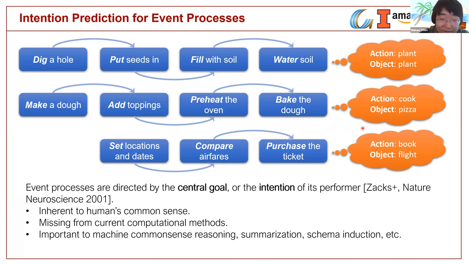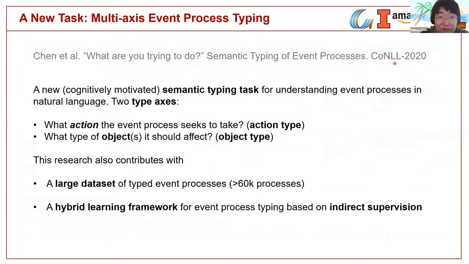So for that purpose, in this 2020 work, we propose a new cognitively motivated semantic typing task for event processes, which aims to infer what should be the overall action the event process seeks to take and what should be the type of object the process seeks to affect. And to facilitate the research on this problem, we have contributed a large data set of typed event processes, as well as an effective hybrid learning framework which is based on indirect supervision to address this problem.